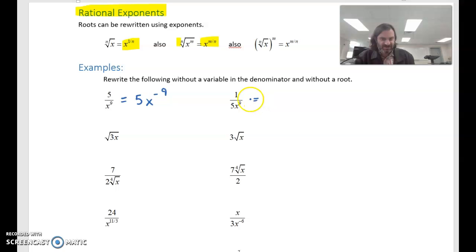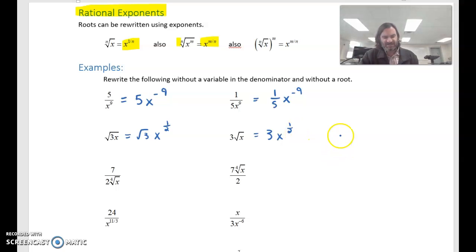Some subtle differences here. Next we have 1 over 5x to the 9th. Well, that's 1/5, so we don't really need to bring the 5 up, but we can bring the x to the 9th up as x to the negative 9. Okay, I'm writing these in the best way to take a derivative. Next, square root of 3x. I can separate that into square root of 3 times square root of x, so I'm going to write it as square root of 3 times x to the 1/2, using a rational exponent to represent a root. The next one, 3 times the square root of x, would be 3 times x to the 1/2. So I just want you to also see some subtle differences here.